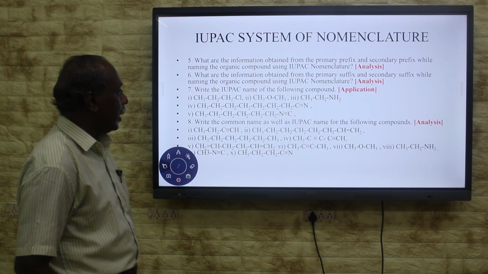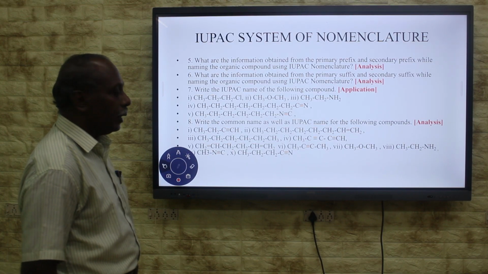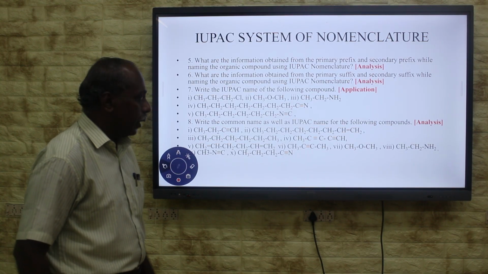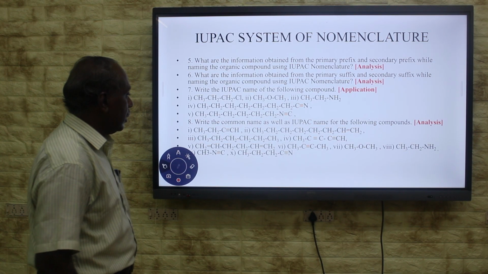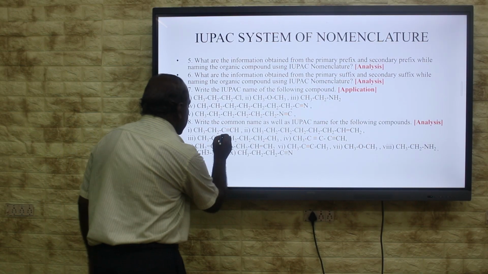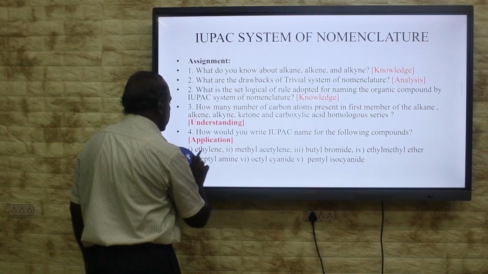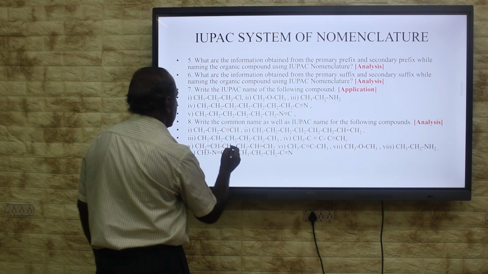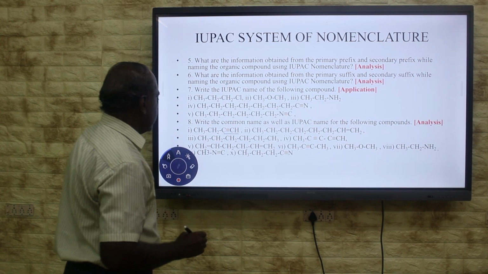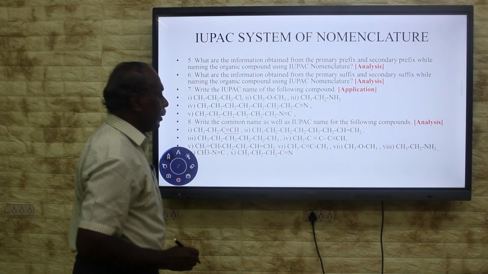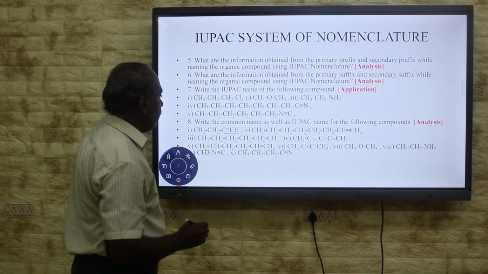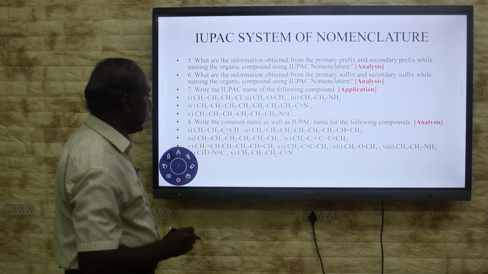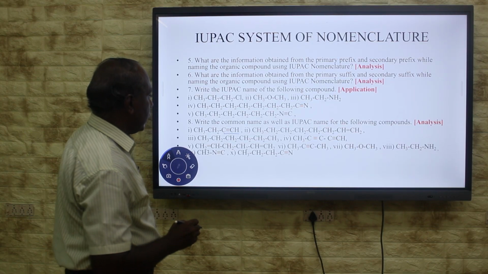Then write the common name as well as the IUPAC name for the following compound. Here the structural formula will be given. For that compound you can write the IUPAC name as well as the common name. Ethyl acetylene is the common name of this compound. When you go for IUPAC nomenclature, you count all the carbon atoms. 4 carbon will be but, butane.